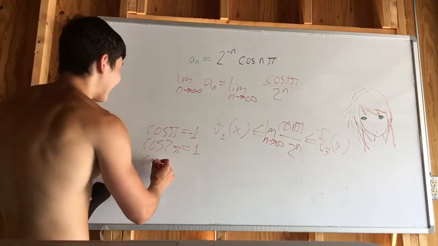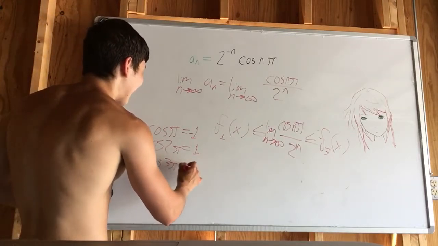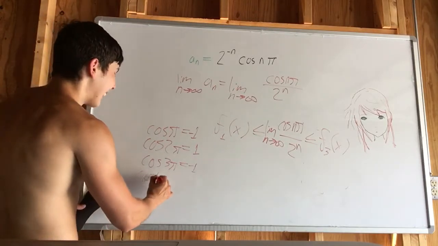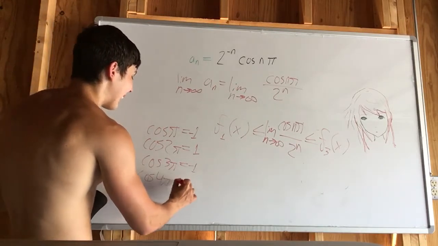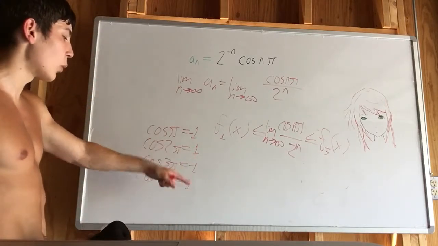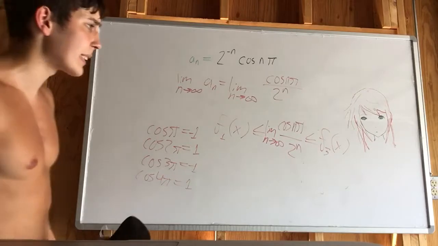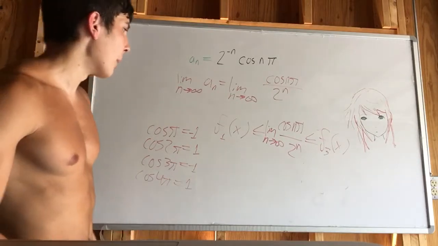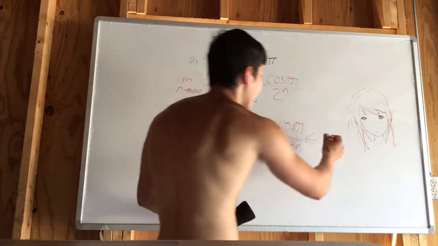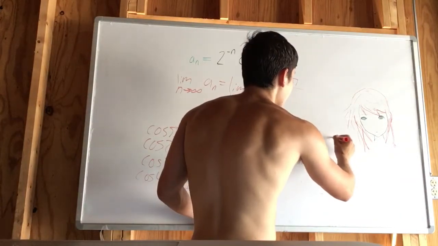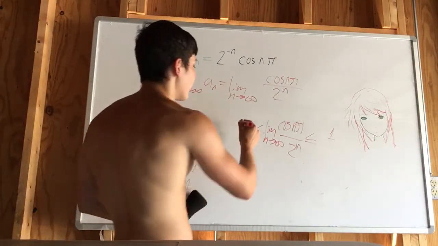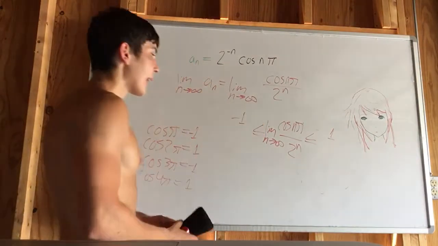Then we would plug in cosine of 3 pi, and that would give us -1. And so on and so forth. Cosine of 4 pi would give us 1. It's just fluctuating between -1, 1, -1, 1. That's all that's ever going to happen. So that's the only possible value that this limit could be. So we got it squeezed. That numerator is squeezed between 1 and -1.